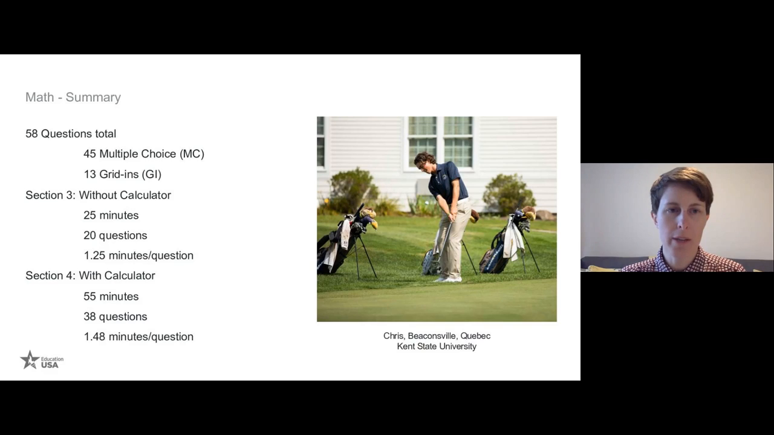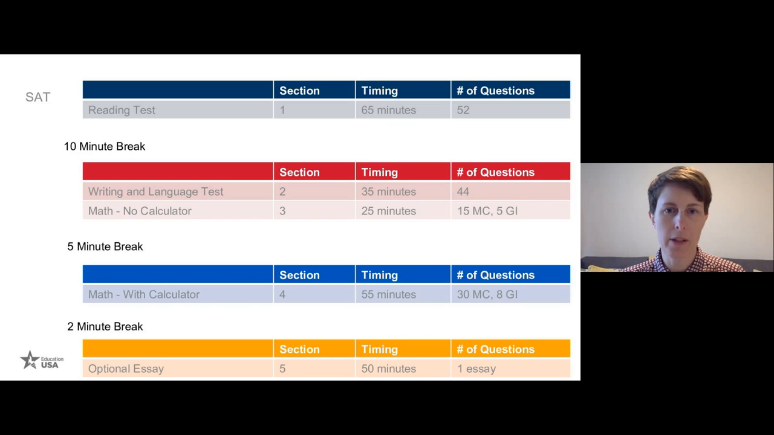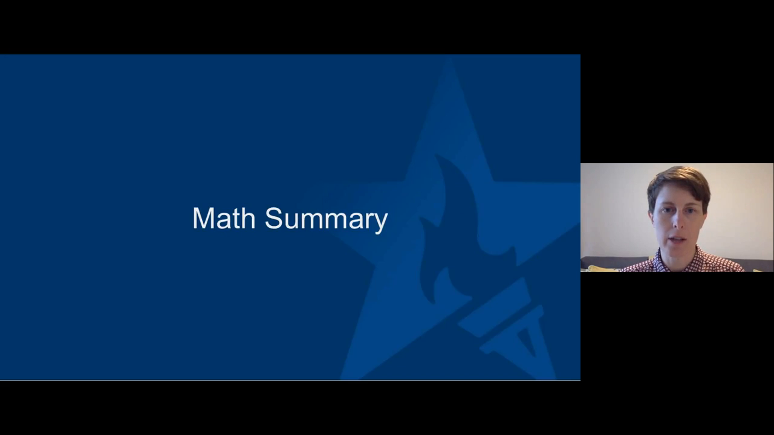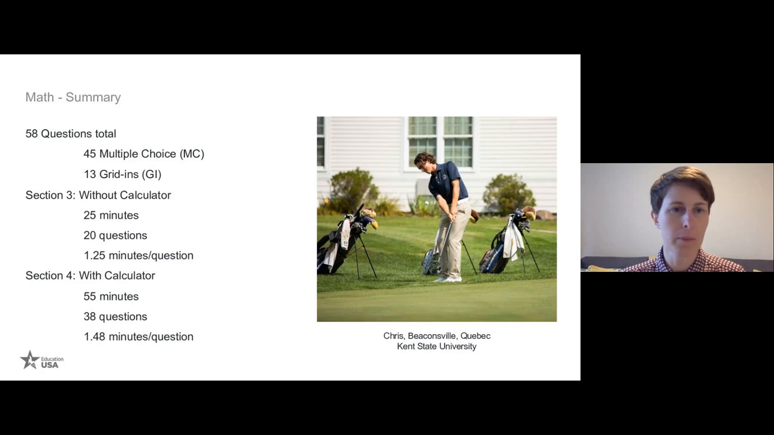So there is always 58 questions total. And if you saw the grid that I just put up and you were like, what's an MC or a GI? I was just abbreviating that for multiple choice versus grid ins. So there's always the exact same number on every test. And as you can see back on this slide, you will have 15 multiple choice and 5 grid ins on your no calculator section, and that will be 30 multiple choice and 8 grid ins on your calculator section. So that's the breakdown of those.